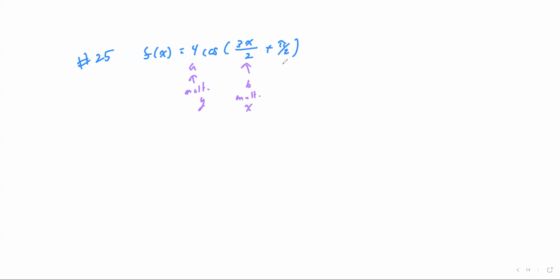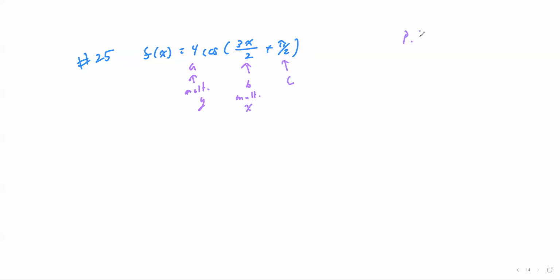Let's look at a cosine one. So we'll look at number 25. This says f of x equals 4 cosine of 3x over 2 plus pi halves. So again, this is my a, which will be multiplied to my y. This is my b, which will be multiplied to my x. This is part of my phase shift.